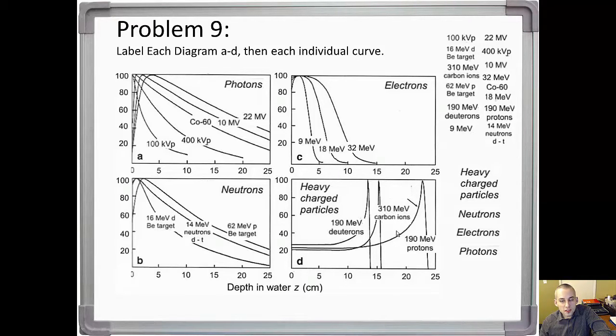So notice that there is this Bragg peak. That's going to be, let's say for example, protons: as it goes further in depth, the energy starts to decrease. As the energy decreases, the collision stopping power goes way up. That's what the Bragg peak is.